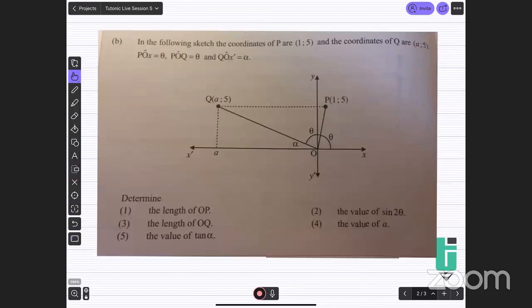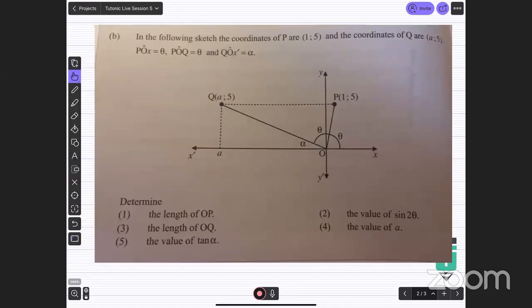Okay, so in the following sketch, this is a triangle question, the coordinates of P are 1, 5, and they show you that, right? You can see that over there, 1, 5. Okay, and the coordinates of Q are A, 5.